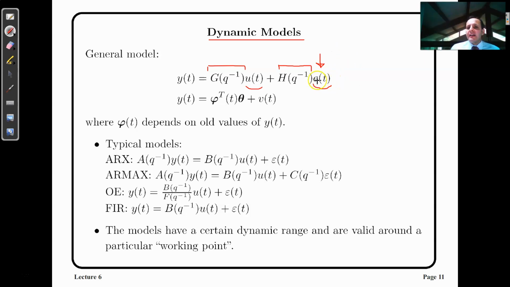Normally it is defined as the equation error, which is in general modeled by a white process, a stochastic process. So this is the representation in the frequency domain, and this is the representation as a difference equation. In this case, it depends on the old values also of y.